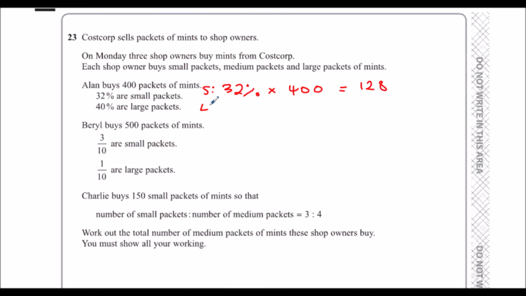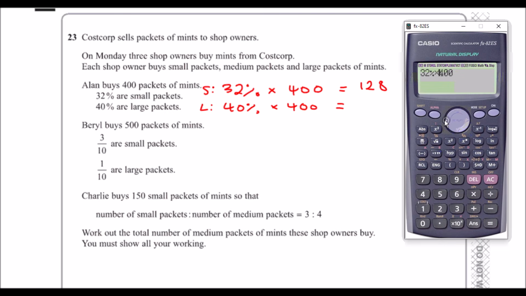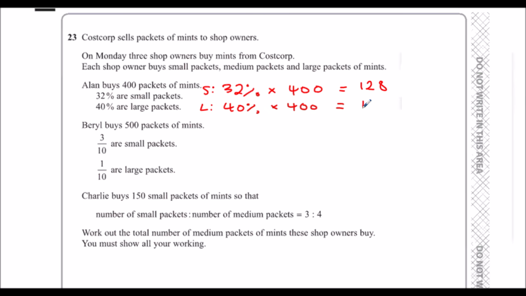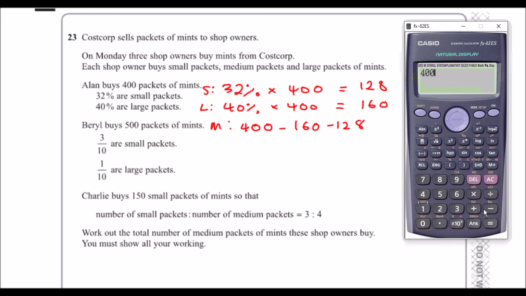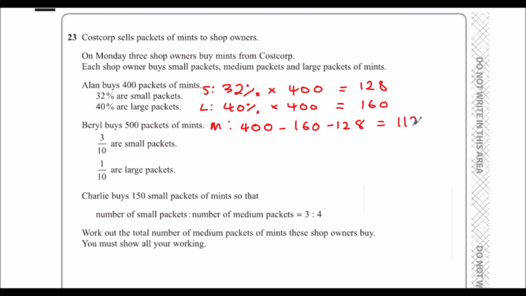For large packets, we've got 40% of 400. So 40% of 400 is 160. So the rest must be medium. So 400 packets in total, take away the large and take away the small. So 400, take away 160, take away 128, so we've got 112 medium packets.